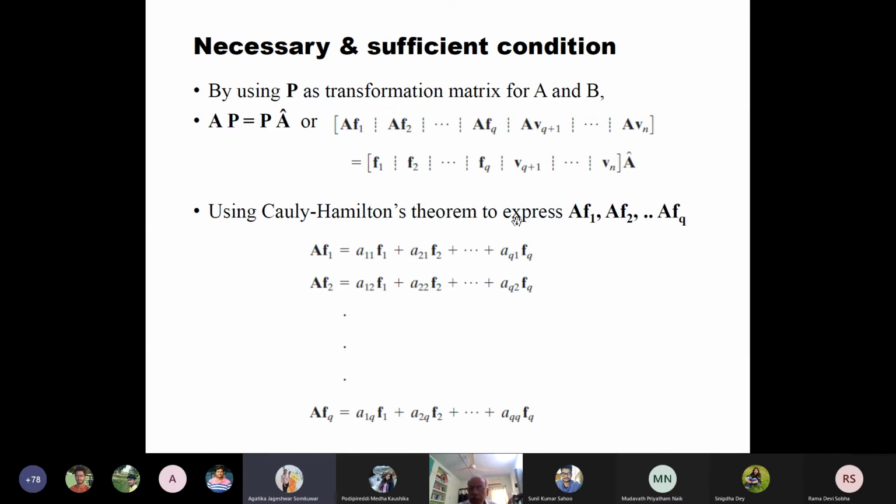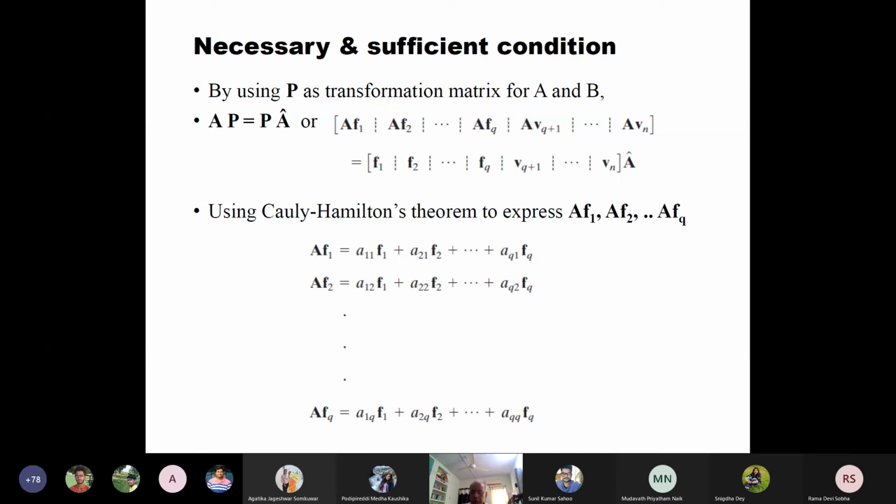Using the Cayley-Hamilton theorem to express AF1, AF2 and AFQ, I will express them in terms of A11, A21, AQ1, which are the coefficients multiplied with A1, A2, AQ. Please switch off your mic. Similarly, I will write for all cases from AF2 to AFQ.